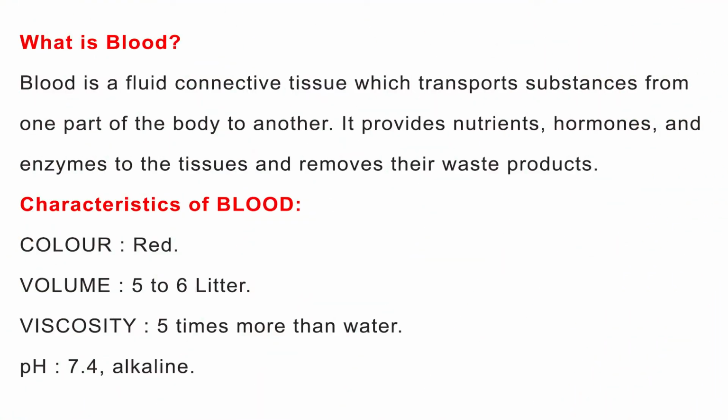What is blood? Blood is a fluid connective tissue which transports substances from one part of the body to another. It provides nutrients, hormones, and enzymes to the tissues and removes their waste products. Characteristics of blood: its color is red, volume is 5 to 6 liters, viscosity is 5 times more than water, and its pH is 7.4, alkaline.